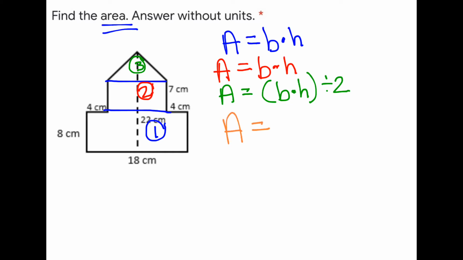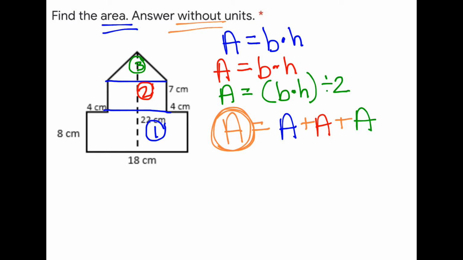And to find our total area, we need to add up this area plus this area plus this area to get our final answer. The orange will be our final answer. And you are answering this without units.